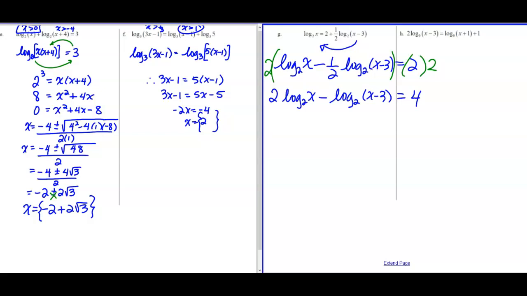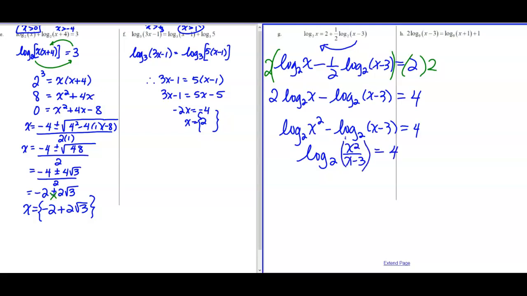So now I'm subtracting logs. Careful though, I still have a coefficient. So I had a coefficient there, so I would have to use the power law. Now I still have a coefficient. It's just nicer. 2 is nicer than a half. So now I can show this as x squared. And now I can show that as a single log of x squared over x minus 3. And then I can convert that to exponential form.